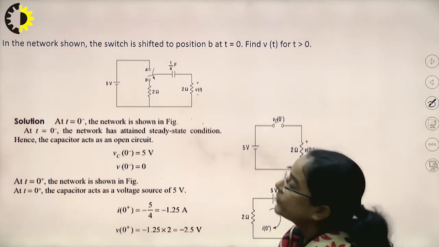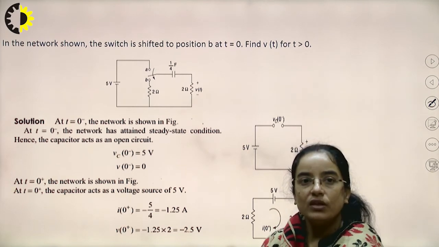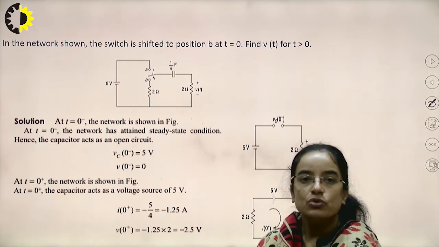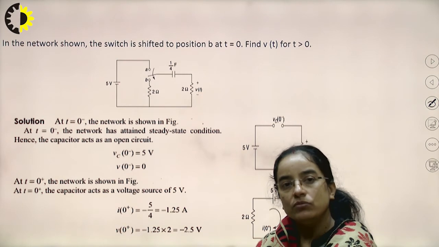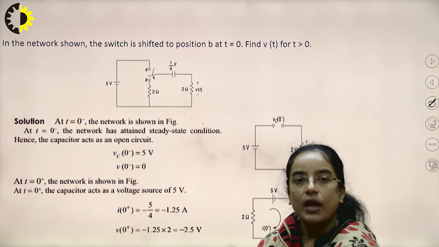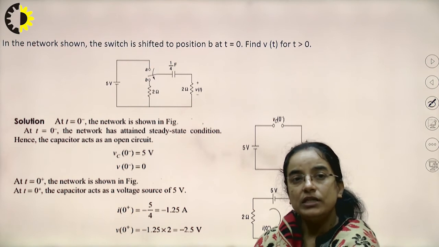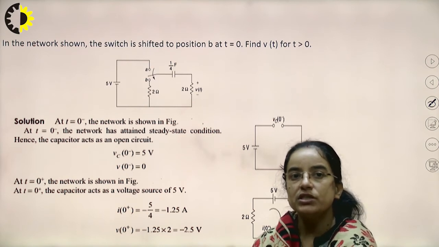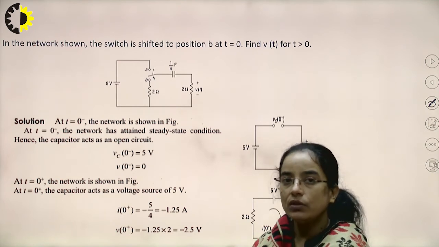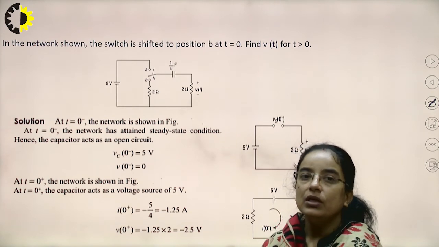First, in the shown network a 5 volt voltage source is there. The switch position may be at A or at B. There are two resistors of 2 ohm each, and a 1 by 4 farad capacitor. It is mentioned in the question that the switch is shifted to position B at t equal to 0. That means before t equal to 0, the switch was at position A, and the question is to find the value of V(t) for t greater than 0.